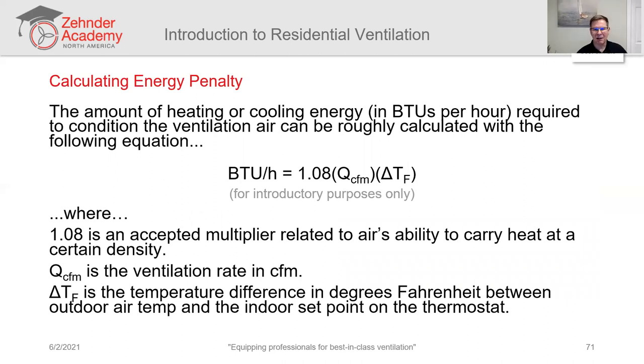We're not gonna get into this in a lot of detail. This is on the screen here. Basically what I want to show you is that you can calculate in rough terms what the energy penalty is. You can figure out how many BTUs per hour it costs you to ventilate at a certain flow rate. The BTUs per hour is roughly 1.08 times your ventilation rate in CFM multiplied by your delta T, or your difference in temperature between outdoors and indoors in Fahrenheit.